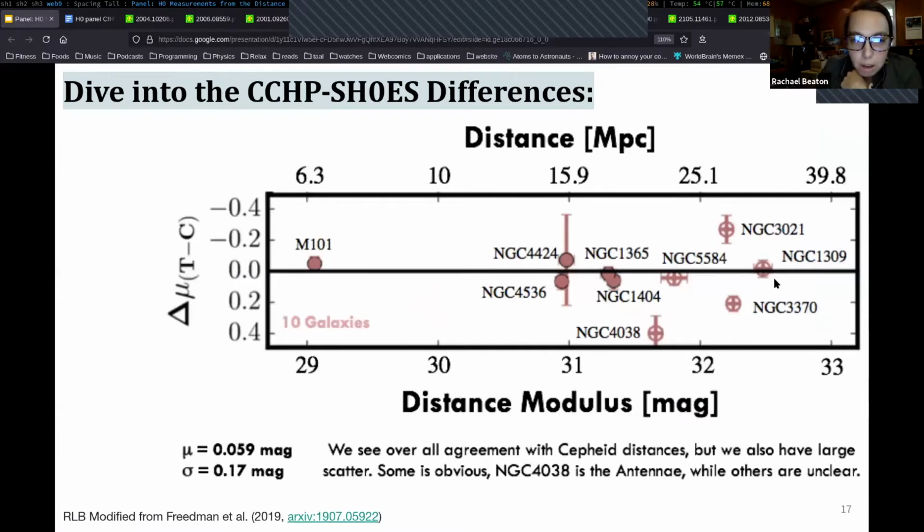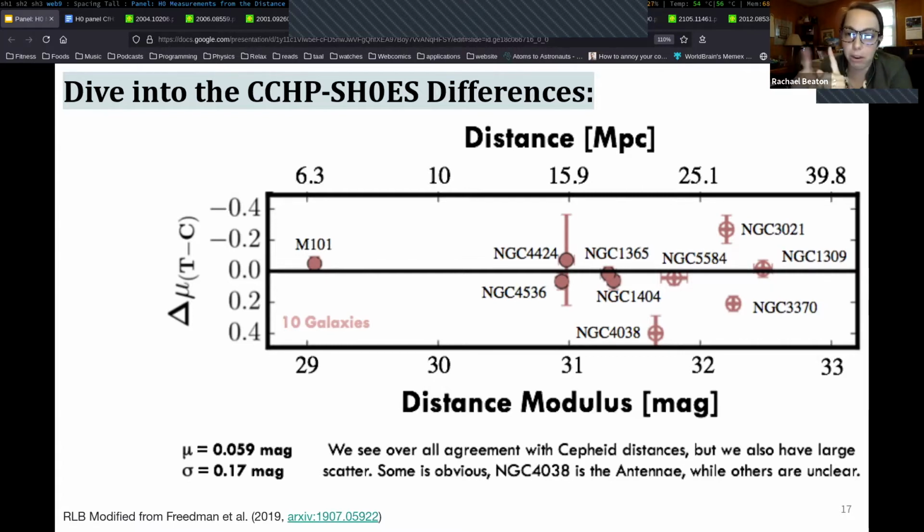So this is basically that bottom panel, except now I've labeled the 10 galaxies in common and kind of zoomed in so that you can see. And there's that 0.06 mag offset in this weighting, as Dan said, this weighting of the uncertainties, because really, weighting by the uncertainties gives you different results. But the scatter is about 0.17.